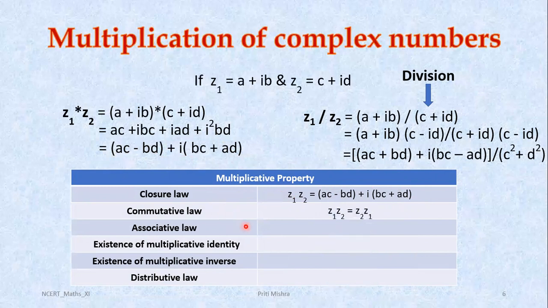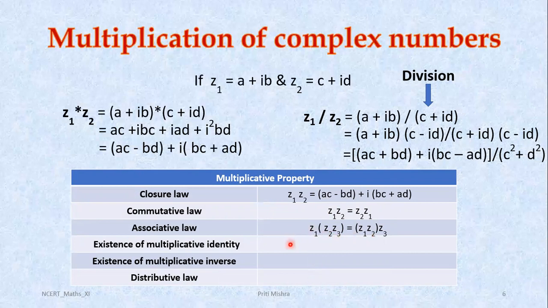Just like that, commutative law also exists for the multiplication of complex numbers. Means order doesn't matter here. If you are multiplying z1 with z2 or you are multiplying z2 with z1, the result will be same always. And associative law, (z1 into z2) into z3 equals z1 into (z2 into z3). Means order doesn't matter if you are taking z2, z3 at first for multiplication or z1, z2 at first for multiplication.